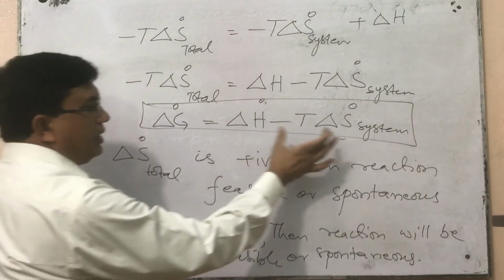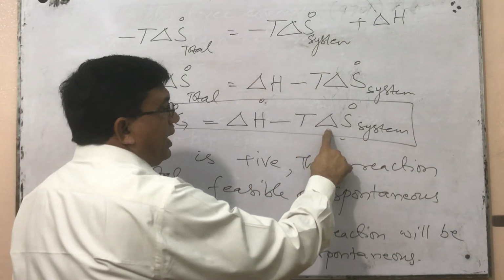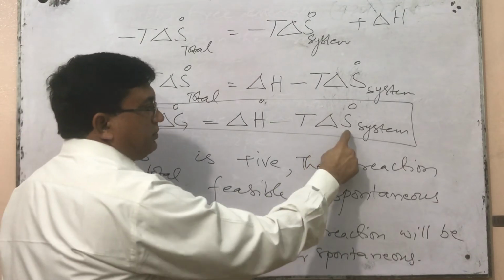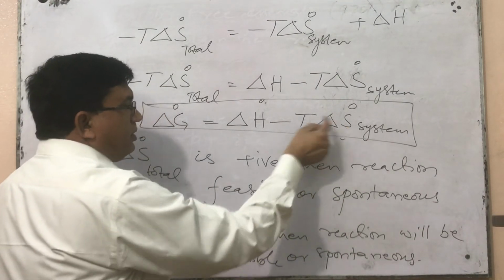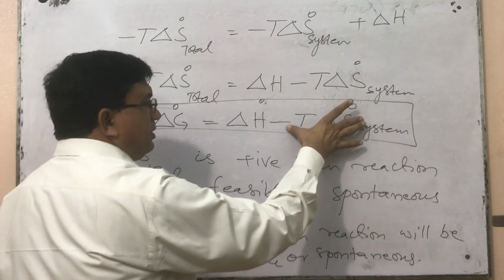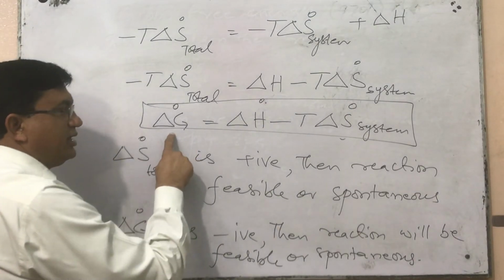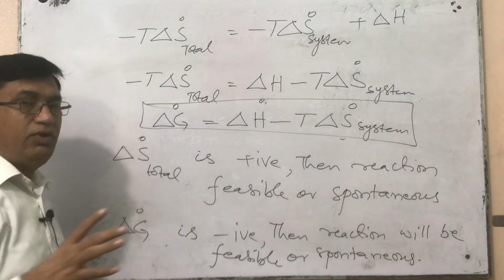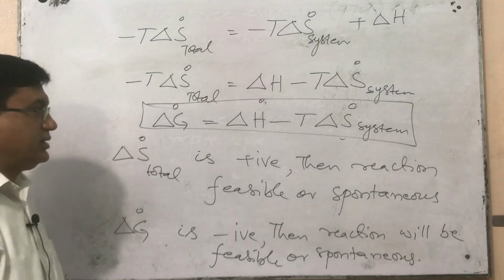This is the first term. This is the second term. If we have entropy always positive, automatically this positive value after multiplication with the negative sign will remain negative, and if this term is much larger than this, automatically the answer will become delta G negative, and the reaction will become feasible or spontaneous.